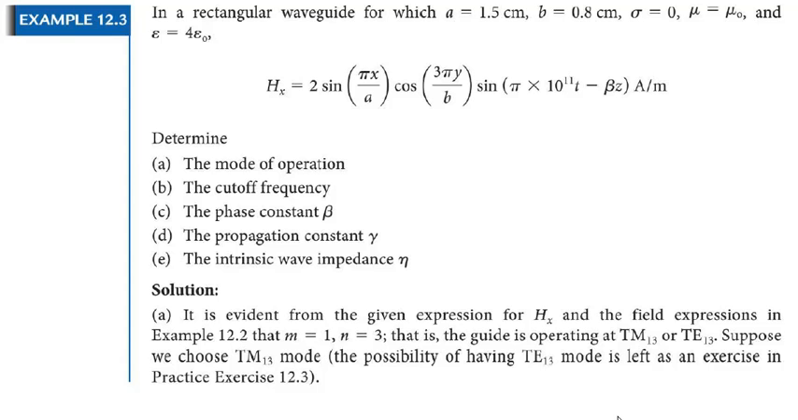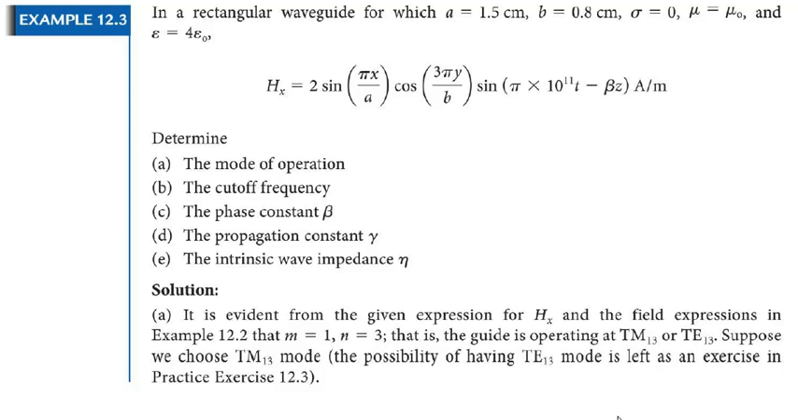To check whether a mode is propagating or not, you can check whether the given frequency is greater than the cutoff frequency. If it is, then this wave will propagate. At that time the propagation constant is purely imaginary, that means alpha is equal to 0 and gamma is j beta, as we did in this example 12.3.